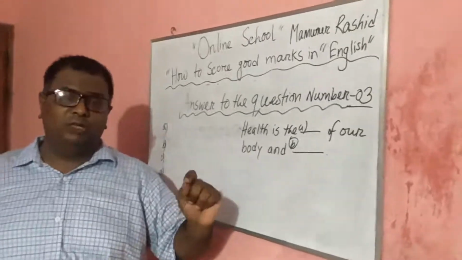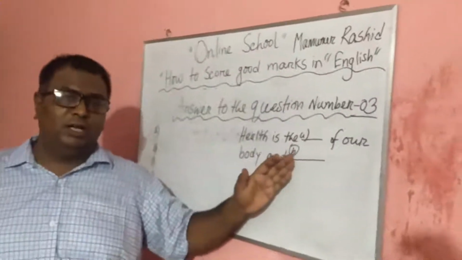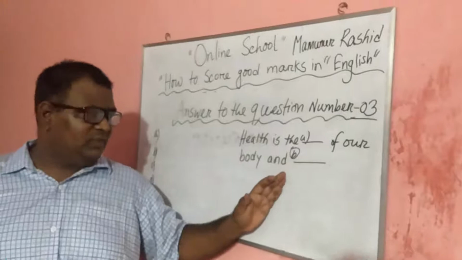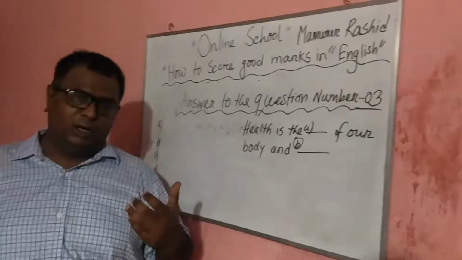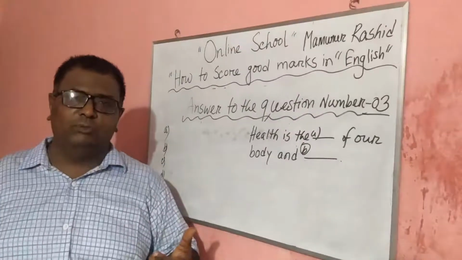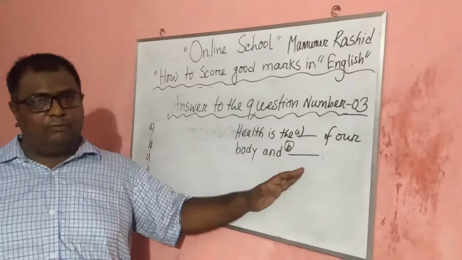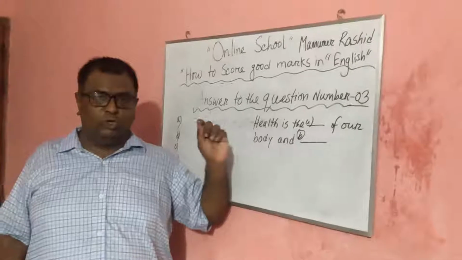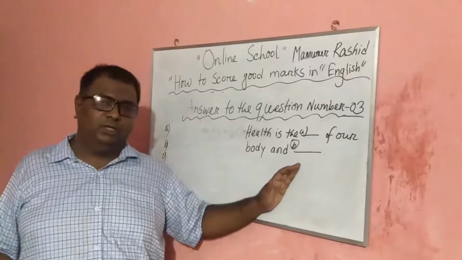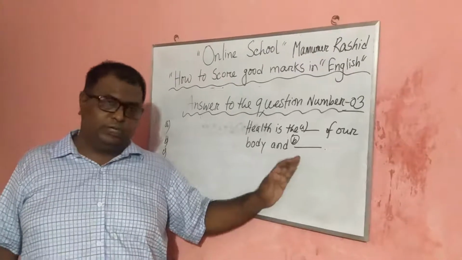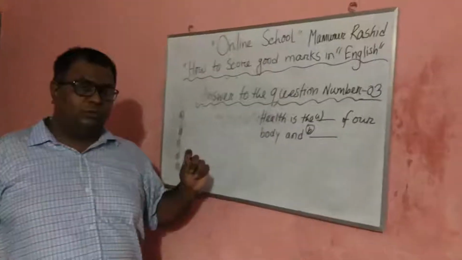If you cannot write the word condition because you don't know the spelling, you can easily write situation here. And like this, body and mind. Suppose you don't know the spelling of the word mind, so you can write soul here. Like this, in the gap filling activities in question 3, you will get 5 gaps in the question, and the gaps will be given from your seen passage.